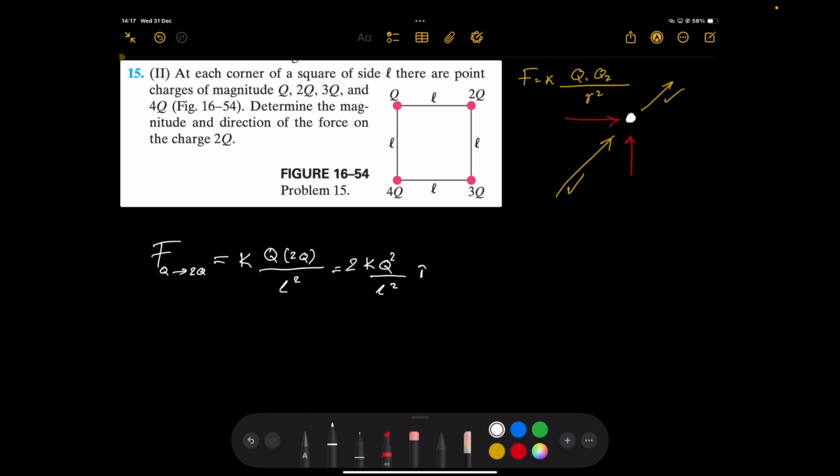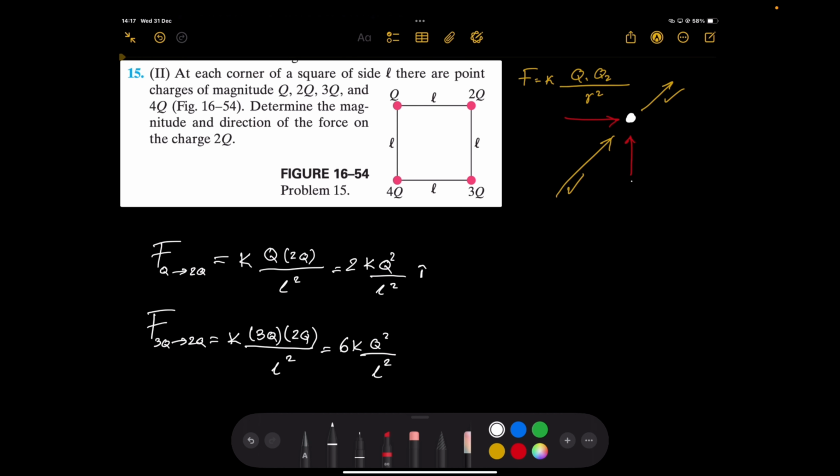What about the charge 3Q? Well, it's kind of the same. 3Q acting over 2Q is going to be equal to Coulomb's constant and the product between charges. So the first one is 3Q, the second one is going to be 2Q, over the distance squared. That's going to be equal to 6K Q squared over L squared.